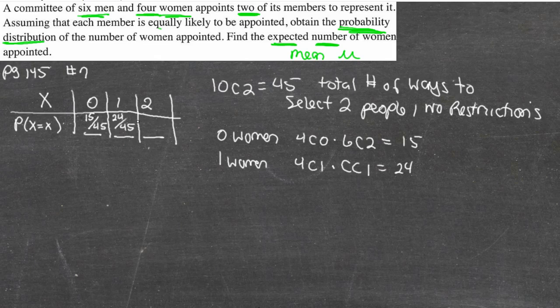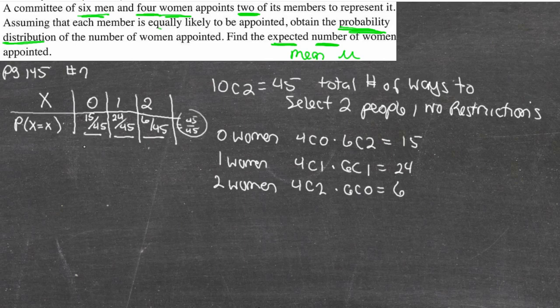And then if I'm going to have 2 women, well, that's going to be 4C2 times 6C0. And that's going to give me a total of 6 ways. And so that's going to be 6 over 45. And then if I add up my probabilities, I should get 1, and I do, so I'm feeling pretty good about that.